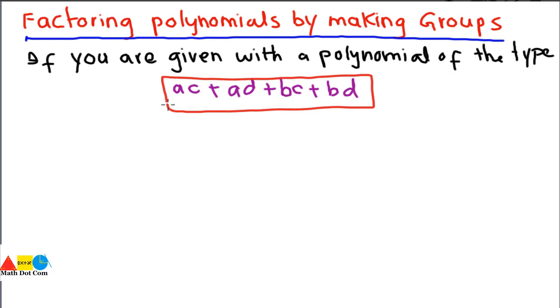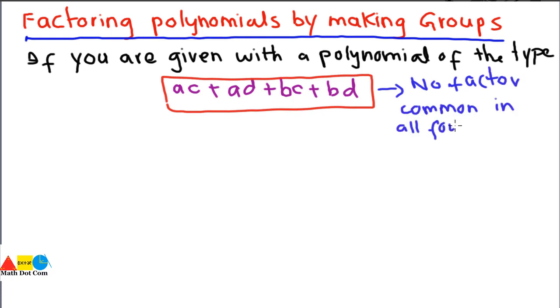Okay, so in case you have no factor that is common in all the four terms, then you have to check whether there are factors that are common in pairs of terms. It is clear from here that this pair has a common factor, A, and this pair has a common factor, B. This means the pairs have common factors, so we can factorize the given expression by making groups.